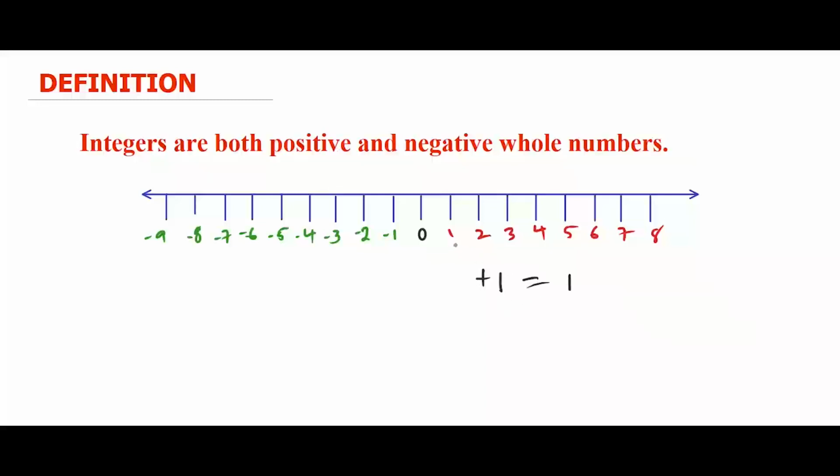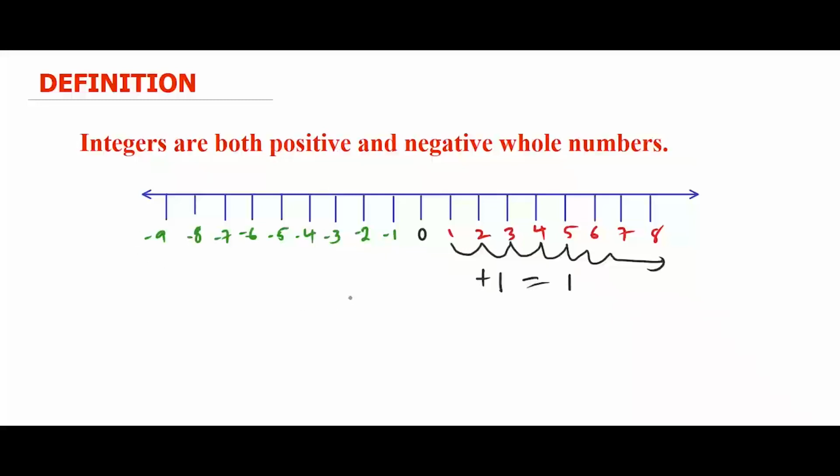So we have positive 1. This is positive 1, positive 2, positive 3. They are all positive integers, okay? And by the left of 0, you have the negative integers. So the first one is negative 1 and up to negative 9.